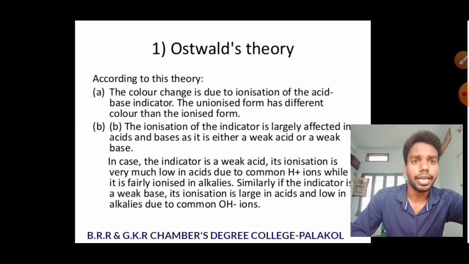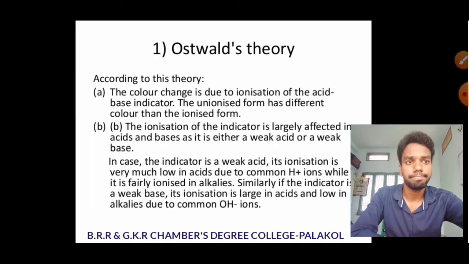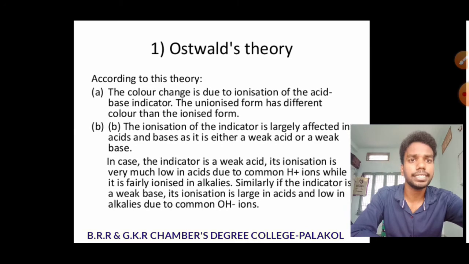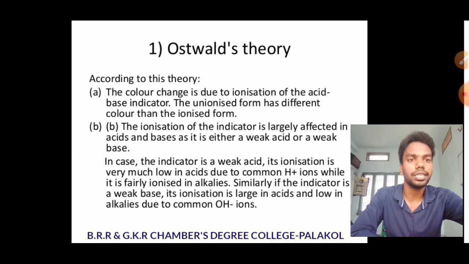And the second point, the ionization of the indicator is largely affected in acids and bases, as it is either a weak acid or weak base, right? So it depends upon which solution it is present in. In case the indicator is a weak acid, its ionization is very low in acid due to common H plus ions, while it is fairly ionized in alkalis. Similarly, if the indicator is a weak base, its ionization is large in acids and low in alkali due to OH minus ions.